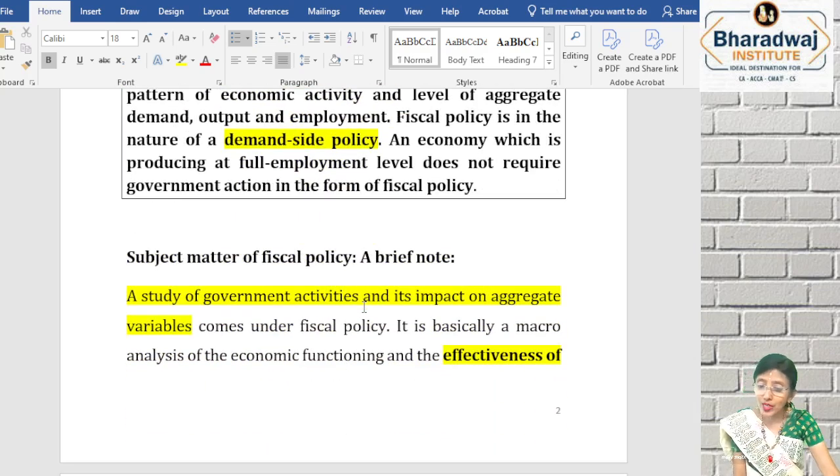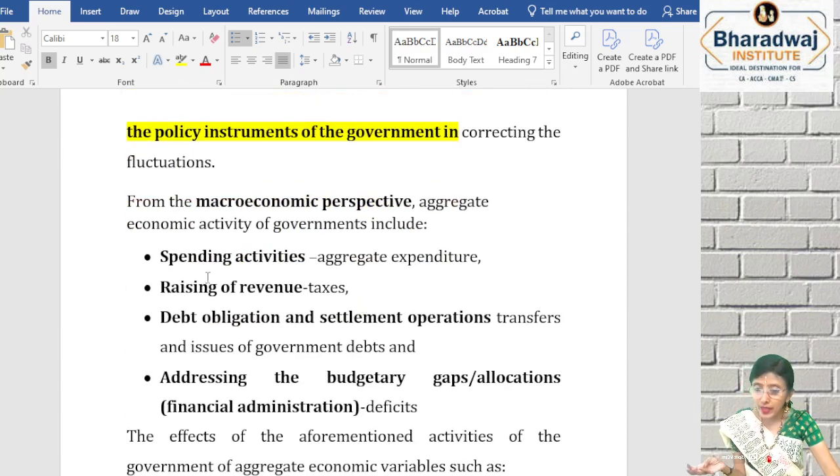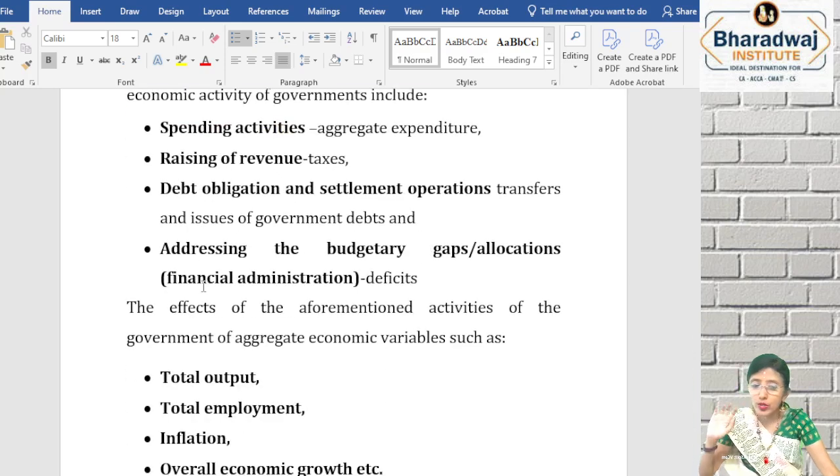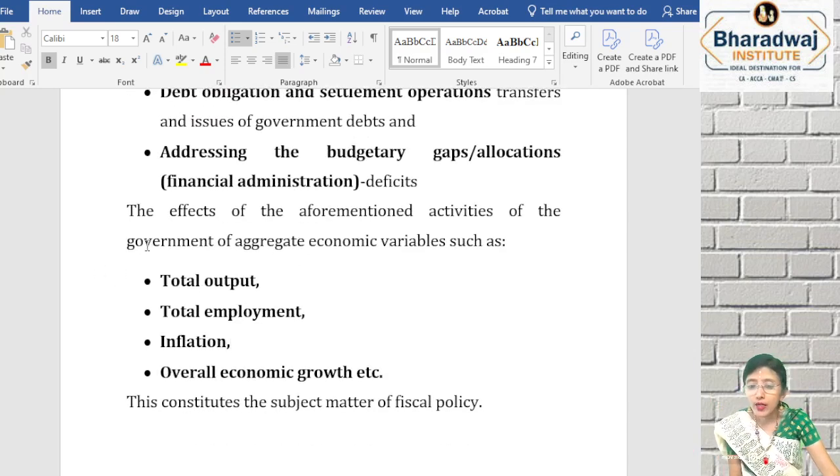Then what is the subject matter? When they ask you subject matter, like we saw traditional and modern functions, the subject matter of this will be nothing but spending, raising of debt or raising of revenue, budget. In other words, fiscal policy instruments: public revenue, public expenditure, public borrowing, financial administration or the budget. That is what is important. That's why you have a topic on budget as an auxiliary to it. When you talk about budget. And look at this.